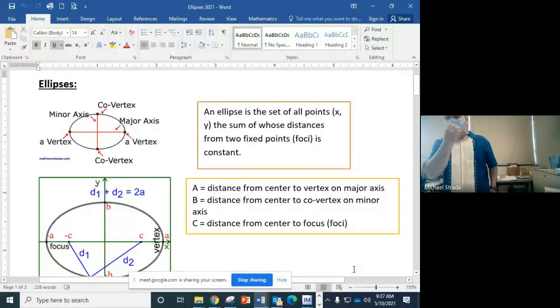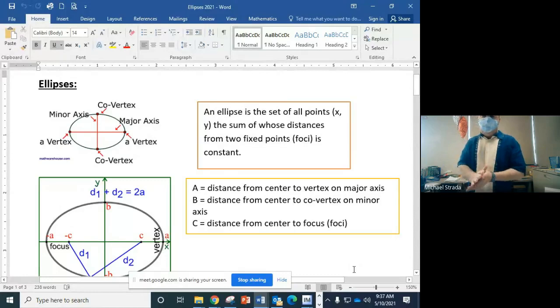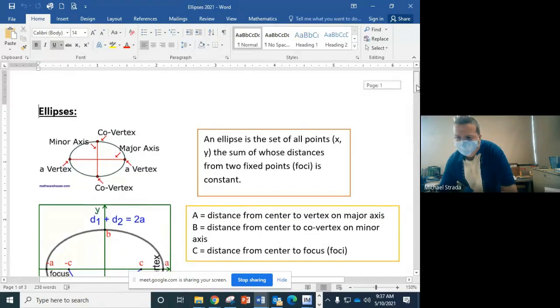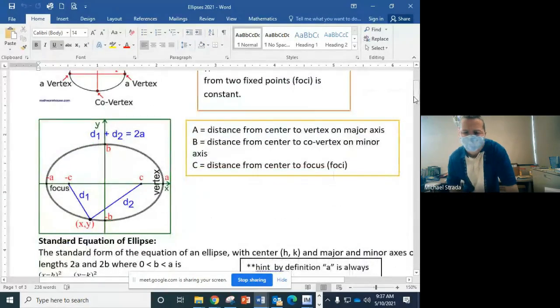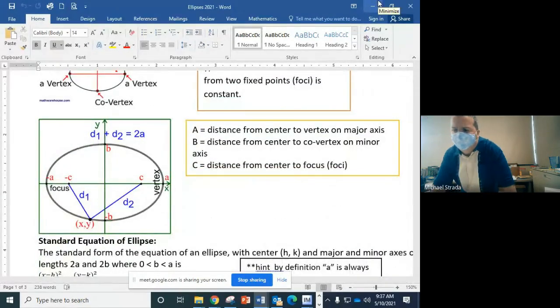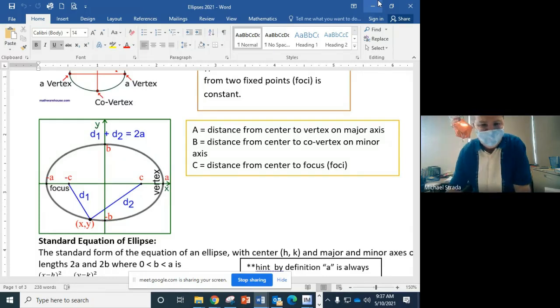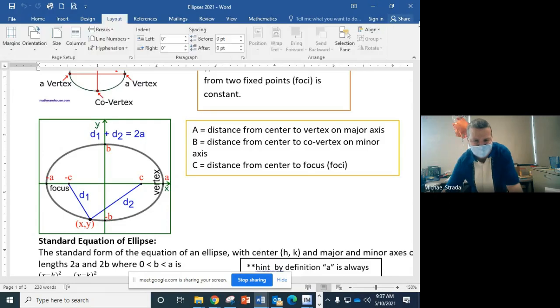So an ellipse is the set of all points x and y, the sum of whose distances from two fixed points is constant. That should be a small a if you want it to be consistent with everything else. Small a is the distance from the center to a vertex on the major axis. B is the distance from the center to the co-vertex. So the ones on the longer axis are going to be the two vertices. The ones on the smaller axis are going to be co-vertices. That's how we're going to distinguish between them. And c is the distance from the center to a focus.